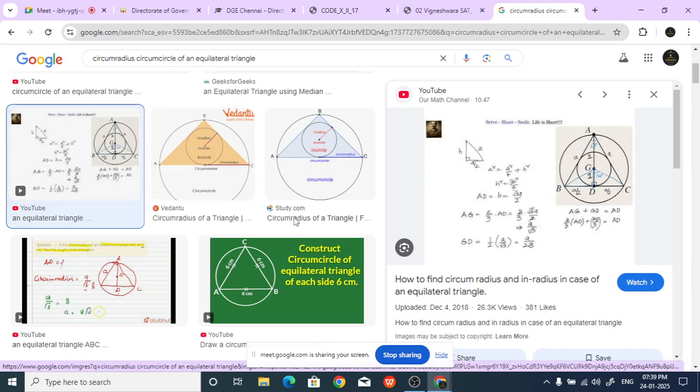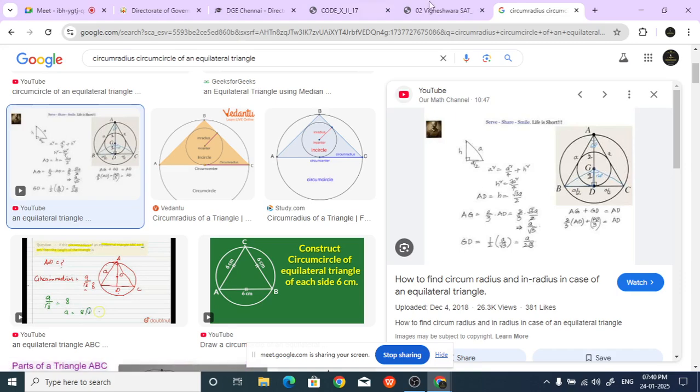So the formula says, AG, the circumradius, is equal to 2 by 3 AD, but AD is nothing but root 3 by 2 A. So we'll take this formula, 2 by 3 into root 3 A by 2. So 2 cancels. So that is root 3 A by 3, that is A by root 3 is the answer.